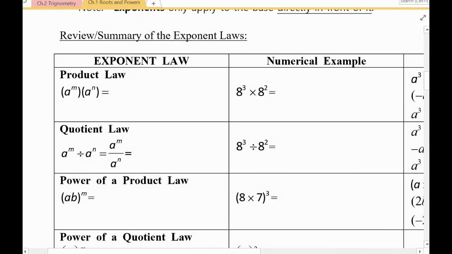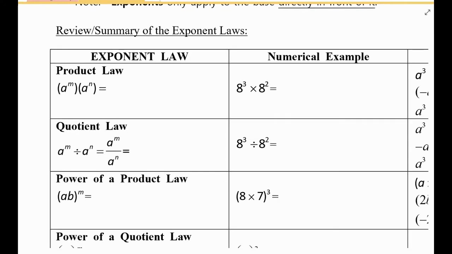Review summary of the exponent laws. So last year we learned exponent laws. Not sure if you guys remember it, but let's review this. Okay, product law, when you multiply two powers.